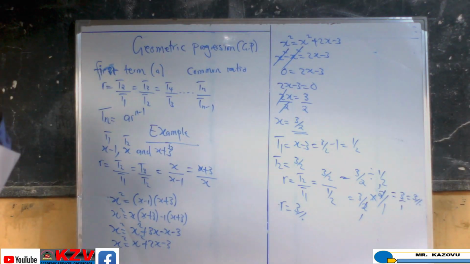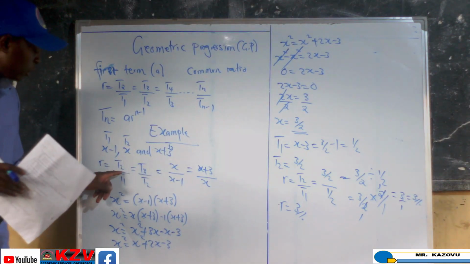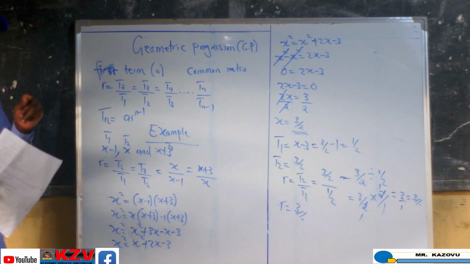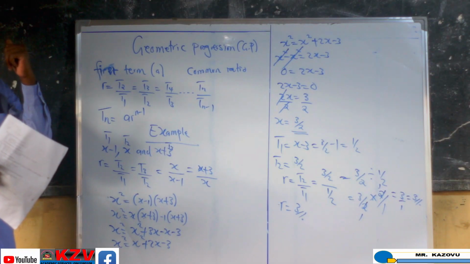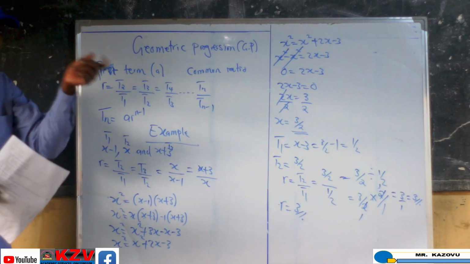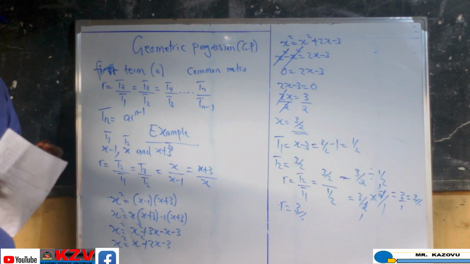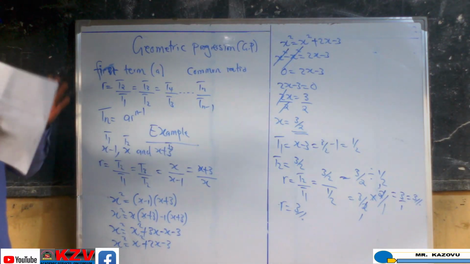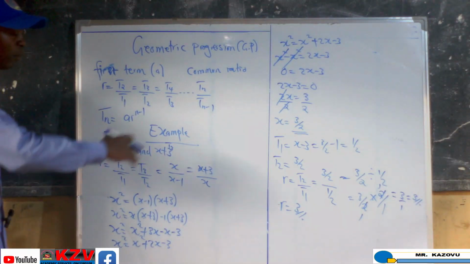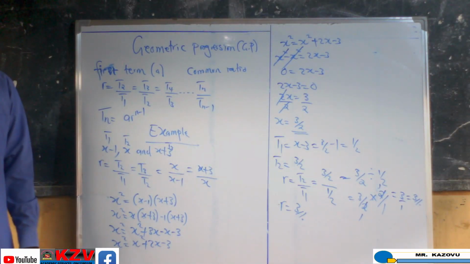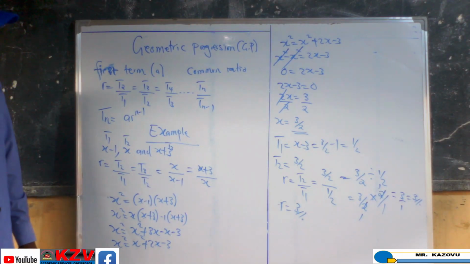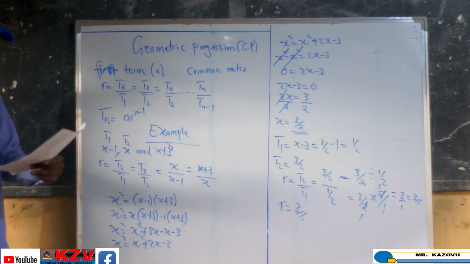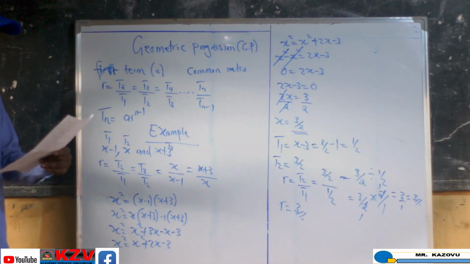What is a ratio? A ratio is a comparison, isn't it? What are you comparing? We are comparing T2 over T1. In other words, we are saying the second number over the first number. That's what we are doing. And then what we get is called a common ratio. And then it's the same throughout. Okay, good.